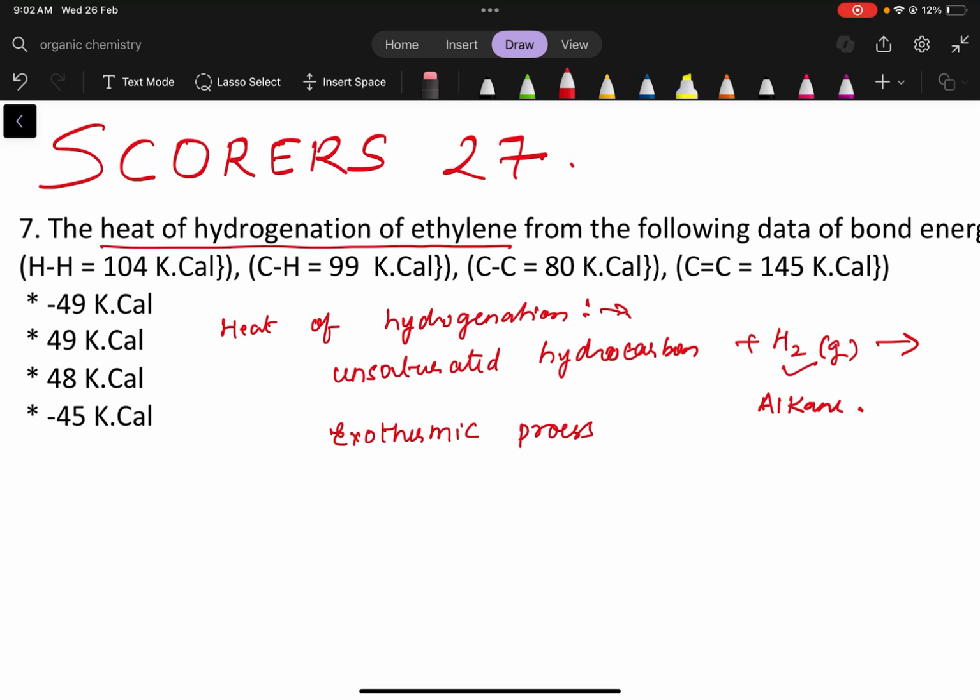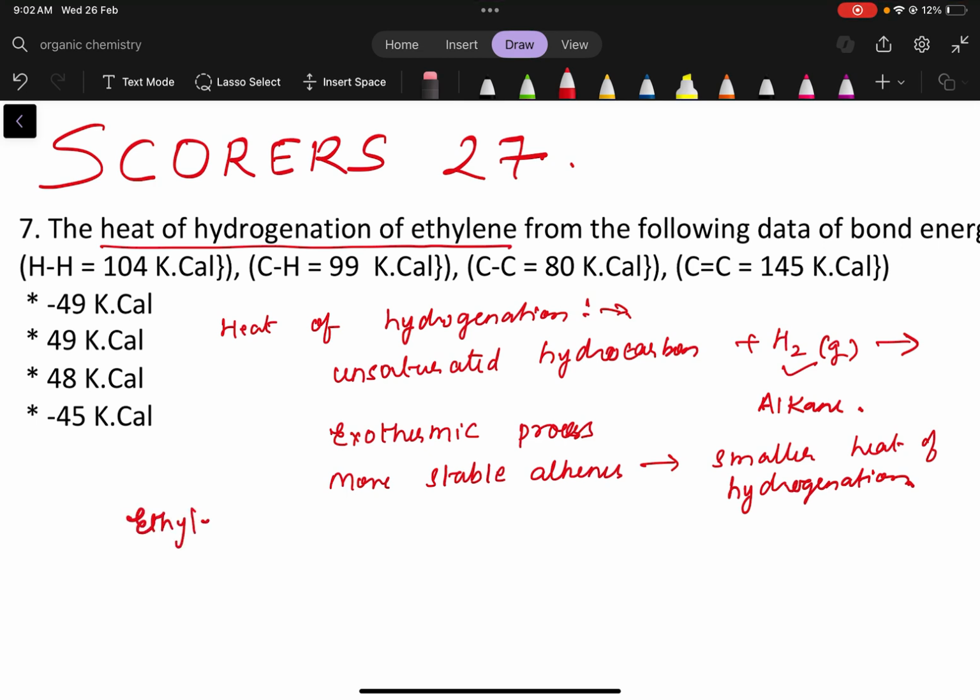The heat of hydrogenation is inversely proportional to the stability of the alkene. This means that more stable alkenes will have smaller heat of hydrogenation. Now let's look at the hydrogenation of ethylene.